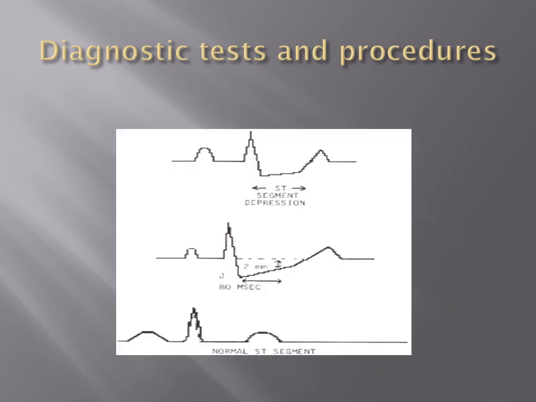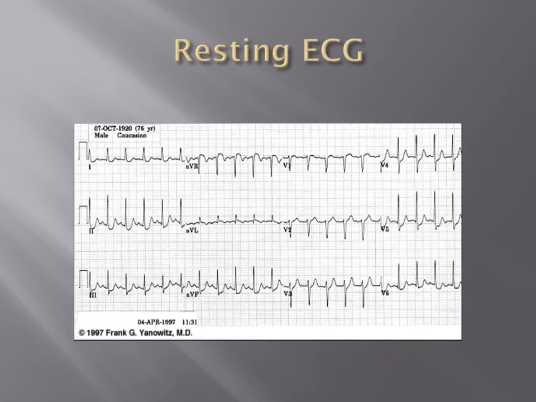This is the pattern of ST segment depression, either horizontal in the first line or upsloping in the second line, but it is normal in the third QRS complex. Here, resting ECG shows ST segment depression in leads 2, 3, aVF, and V4, V5, V6.